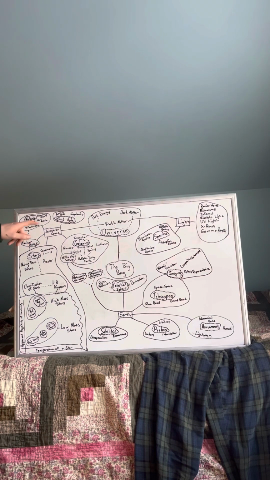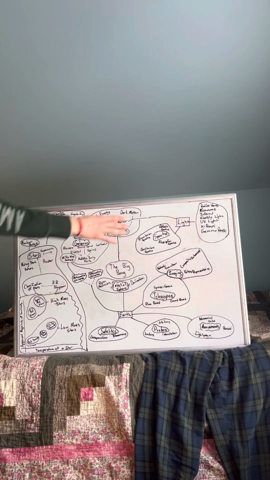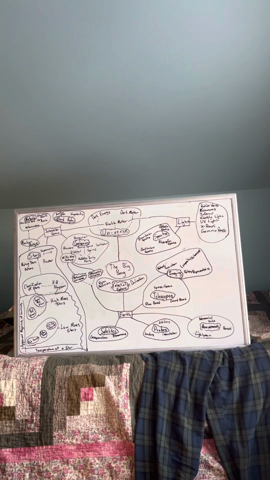I have nebula, planetary nebula, and dark nebula. These dotted lines I use to show things that are related. So for emission nebula and reflection nebula, they're related in that they're both ways that we use the light coming from these nebulas with spectra to make images.